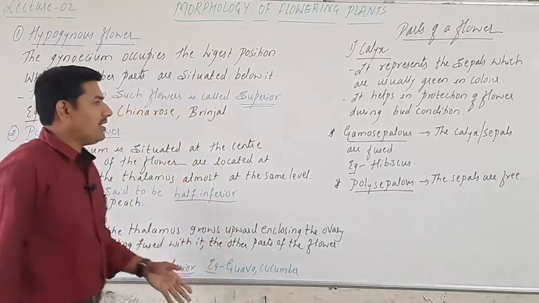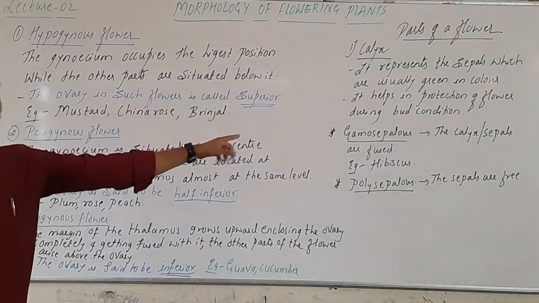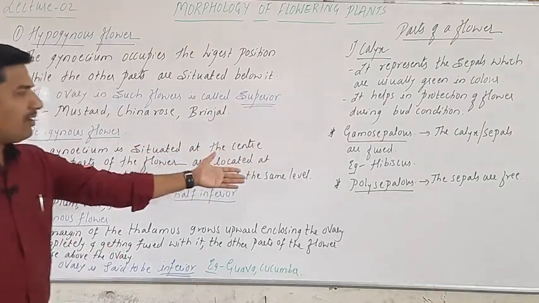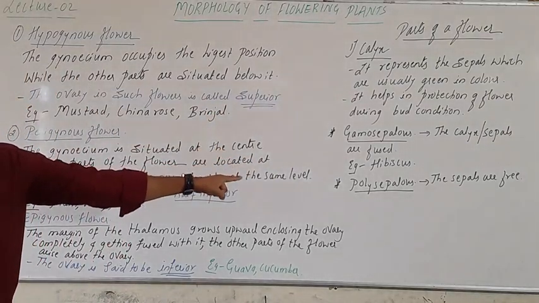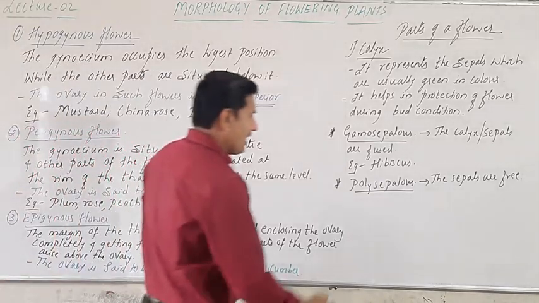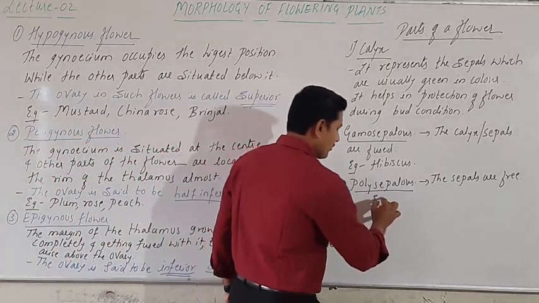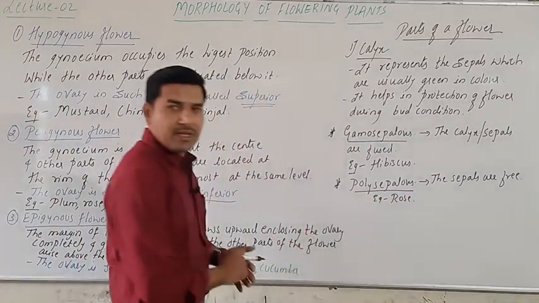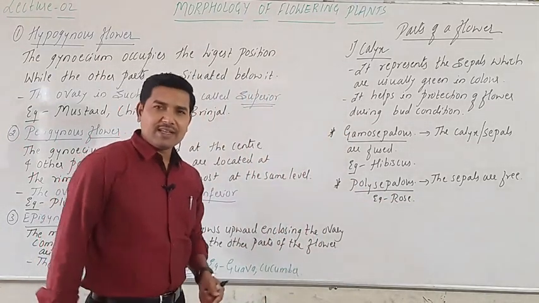Okay, here if the sepals are fused, it is called as a what? Gamosepalous. And if the sepals are free, then it is called as a polysepalous, where we observe in the plants like rose. Okay, so this is regarding the part of the calyx.